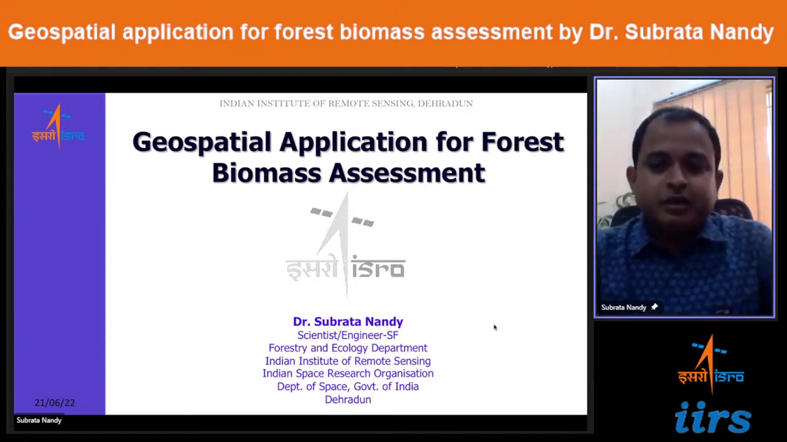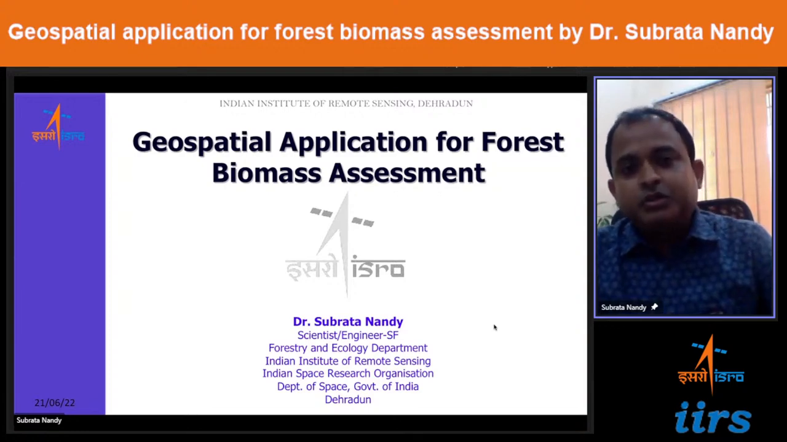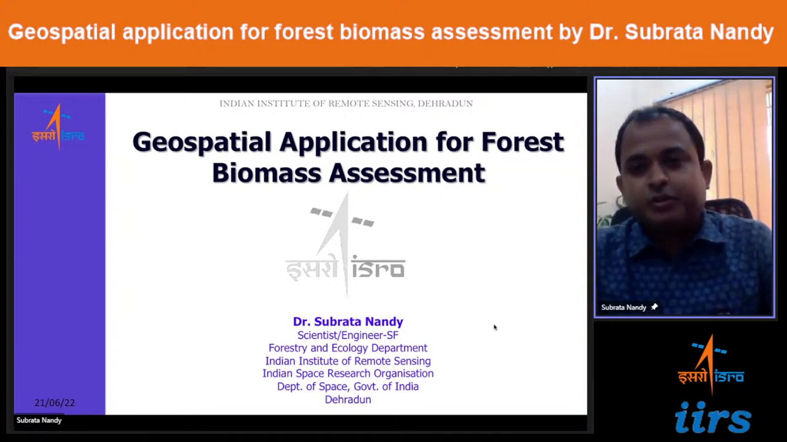Welcome to this session. In this session, I'll be discussing how geospatial technology can be utilized for forest biomass assessment.